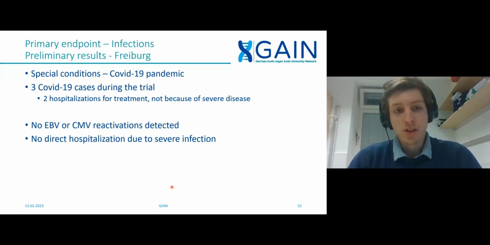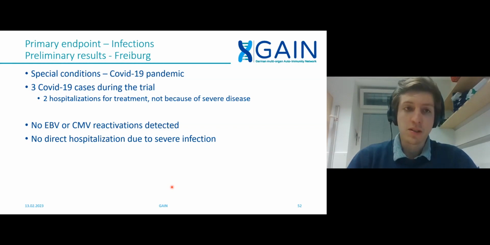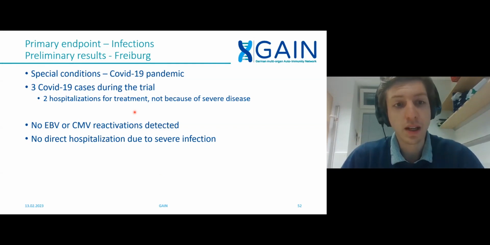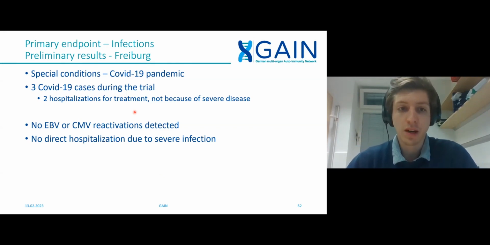And here we had to deal with special conditions, as we started the trial in the summer of 2020, in the middle of the COVID-19 pandemic. That had, of course, some influence on how the number of infections turned out during the trial. Luckily, at the moment, as far as I know, we only had at least 3 cases of COVID-19 in the trial in the center of Freiburg.